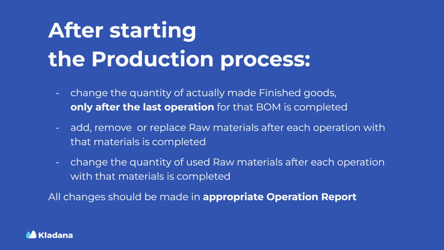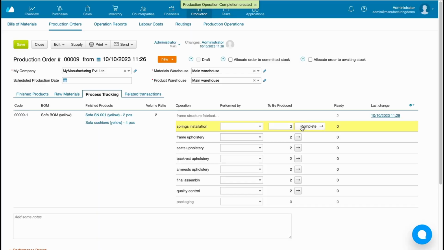After production process is started, you can make some changes in Kladana too. For the finished products, you can change only the quantity and only after the last operation is completed. For the raw materials, you can remove, replace, or change the quantity after each operation if required. So in my production order, I start to mark stages as completed. I complete the stages frame structure fabrication, spring installation, frame upholstery, seats upholstery, and backrest upholstery.